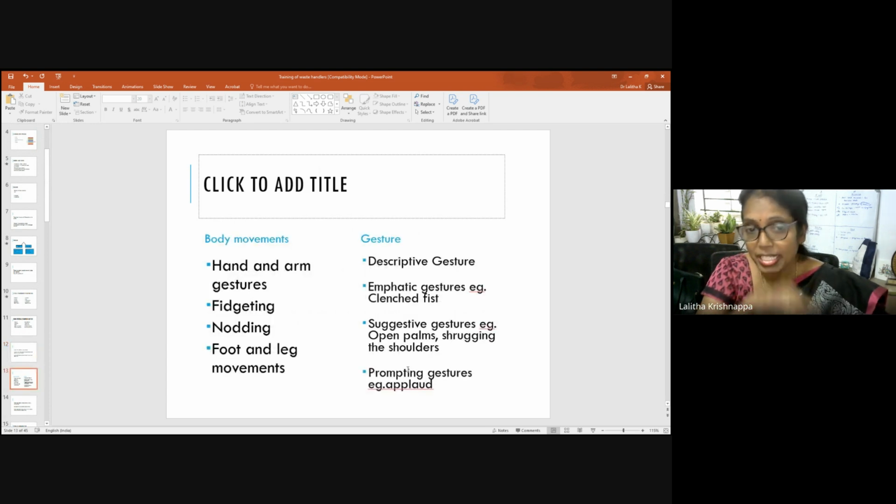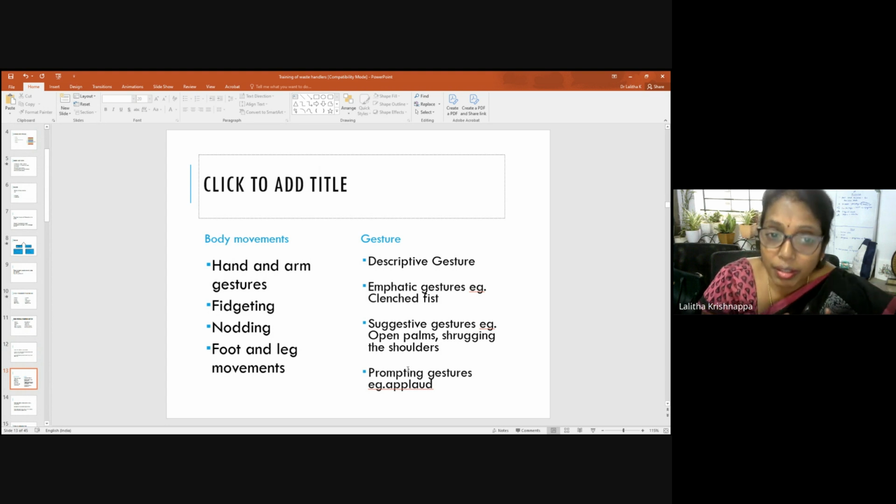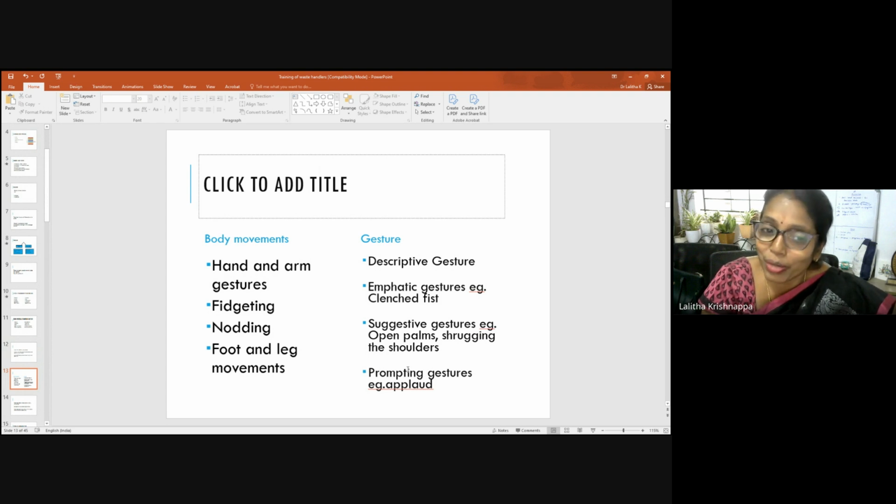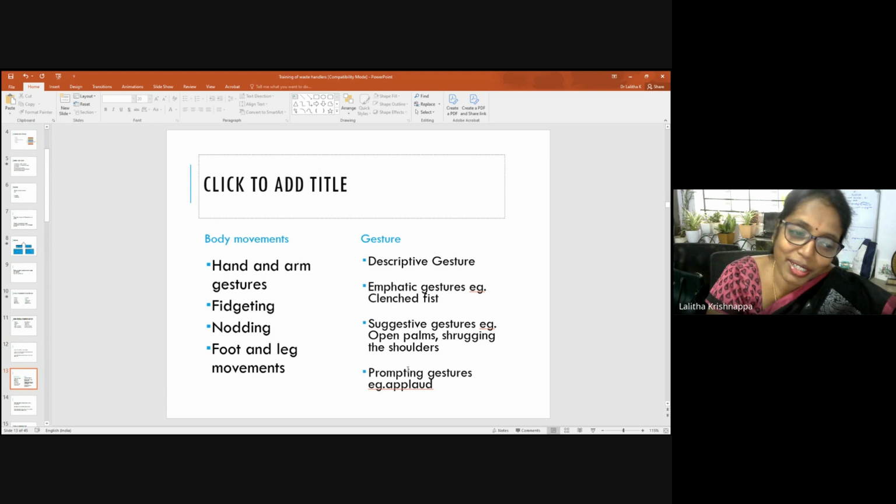Now, coming to the body movements, that is, you have hand and arm gestures, fidgeting, nodding, foot and leg movements. I think in your classrooms you would have seen, we would mark the teachers if they have some repetitive gestures. Even when talking, some people keep repeatedly using certain words, and we keep track of that. These are things we must be aware of and try to reduce, because sometimes when the students or participants get bored, they tend to focus on that and forget the topic.